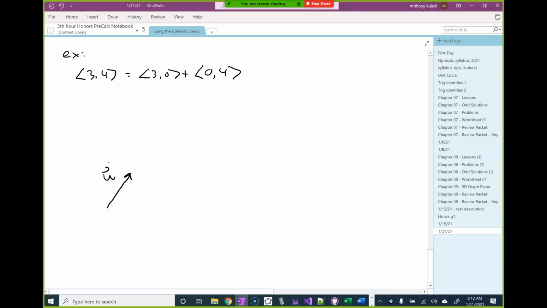So we have this vector u that we want to break into two orthogonal components. But let's say that one of them we want to be in the same direction as v. So there's a vector v. We want one of its orthogonal components to be in that same direction of v.